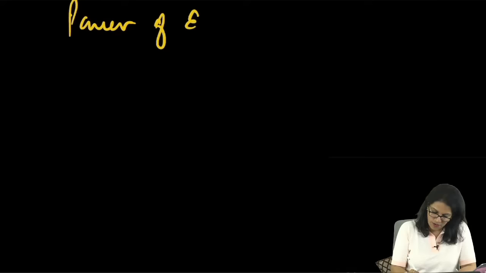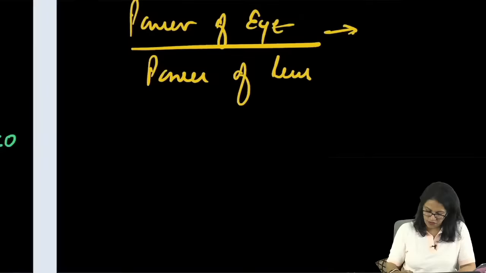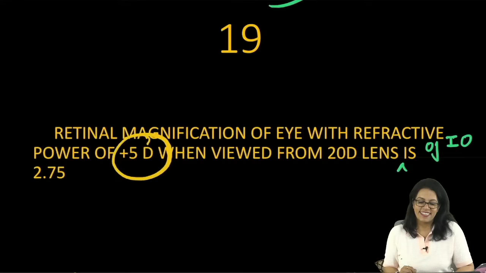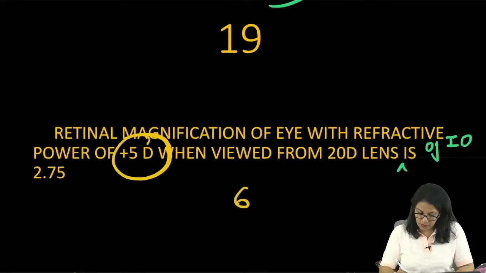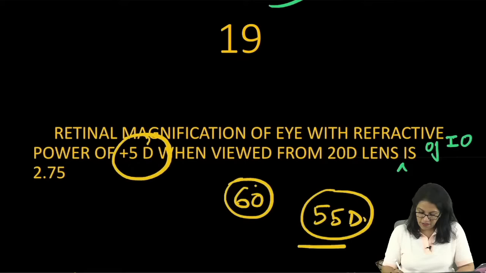What is the power of the eye here? This is what you have to understand. Plus 5 D means it is hypermetropia. If the normal emmetropic eye is 60 diopters, it will be 55 diopters for this patient. So 55 upon the 20 D lens. That is why your answer is this.